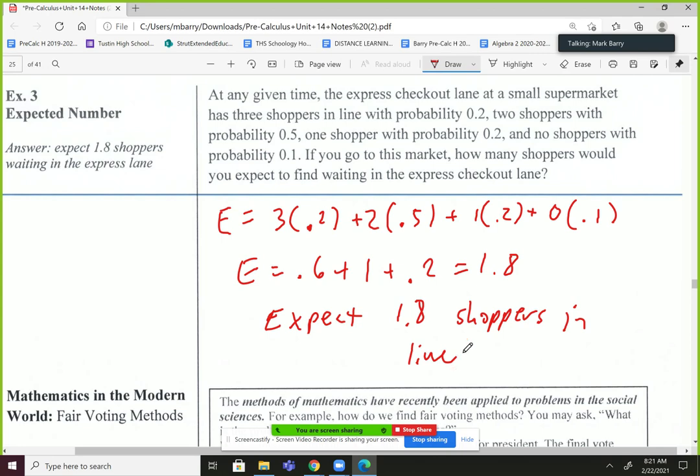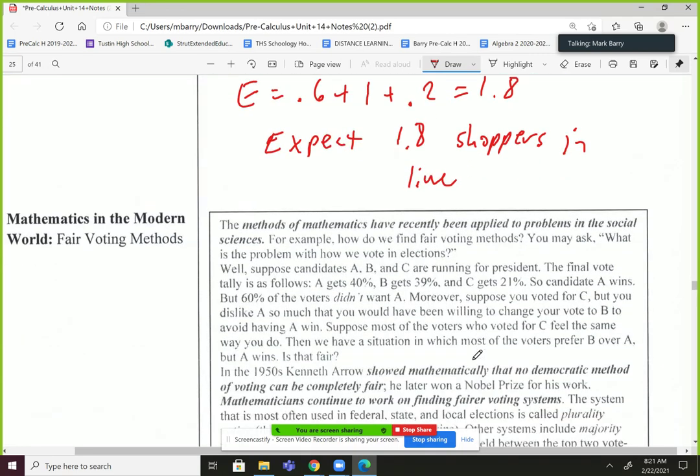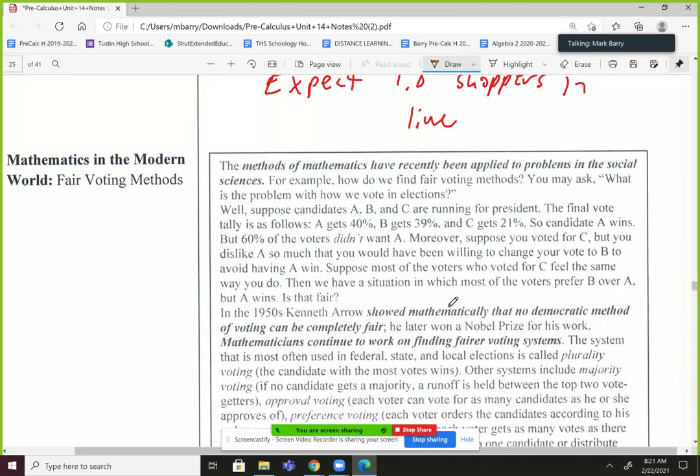Okay, all right, awesome. We have some reading here, so I'll highlight some key stuff. It says the methods of mathematics have recently been applied to problems in social sciences. For example, how do we find fair voting methods? You may ask, what is the problem with how we vote in elections? Well, suppose candidates A, B, and C are running for president. The final vote tally is as follows. A gets 40%, B gets 39%, and C gets 21%.